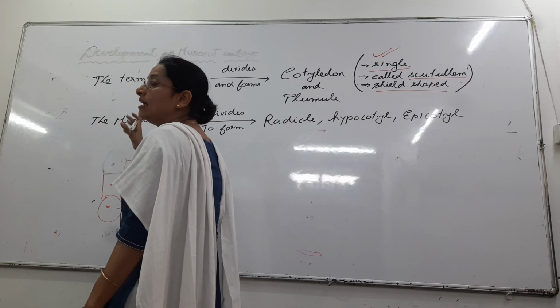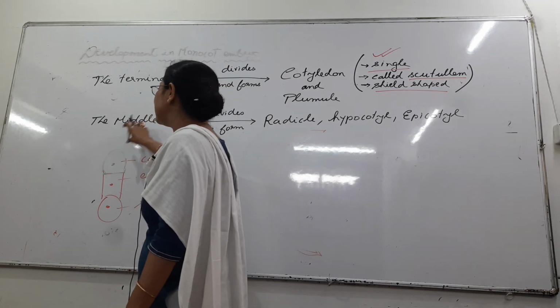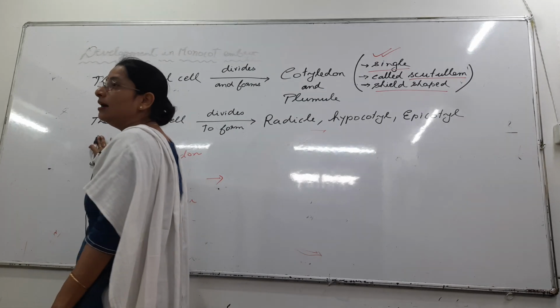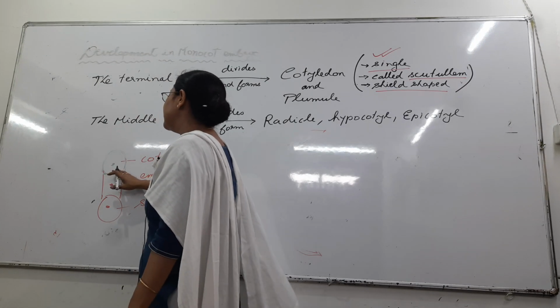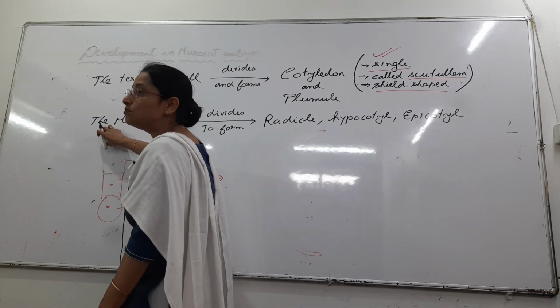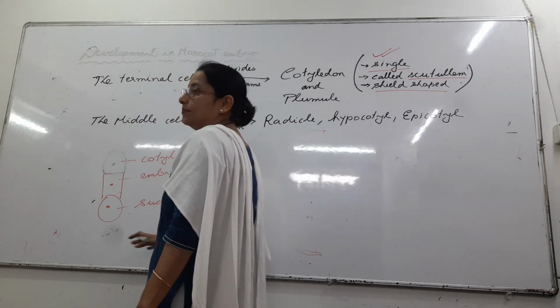This cell will divide and redivide to form a collection of cells, and out of these collections of cells, few cells will be responsible to form the plumal part, and few cells would be forming the cotyledon part. The cotyledon part, as we have discussed in case of monocot, they will be dividing and redividing and forming a huge mass, and later they will bend over the plumal and the radicle, right.